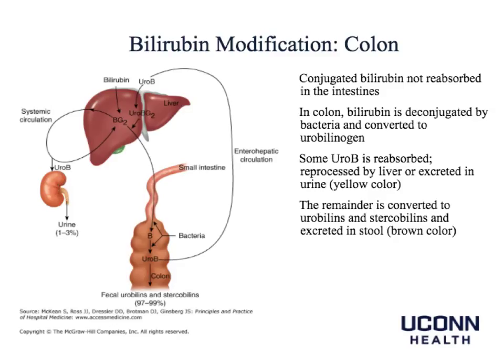The remainder of the urobilinogen in the colon is converted to urobilins and stercobilins, which are excreted in the stool. Stercobilins in particular give stool its brown color. So if for some reason, for example a blockage in the biliary system, bilirubin is not reaching the intestine, the stool may have a very pale color.